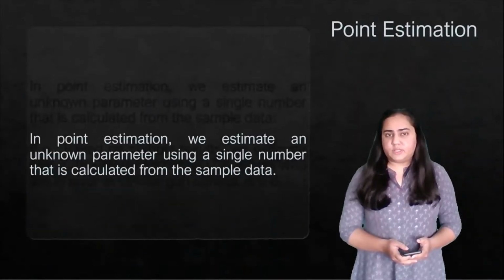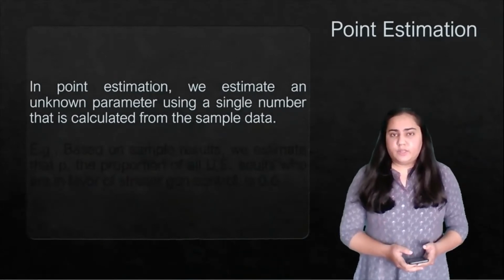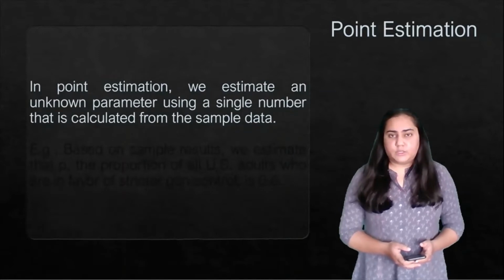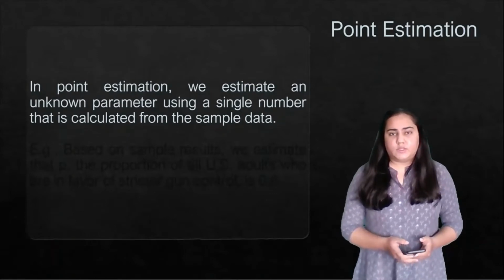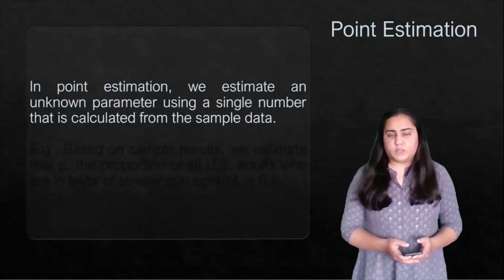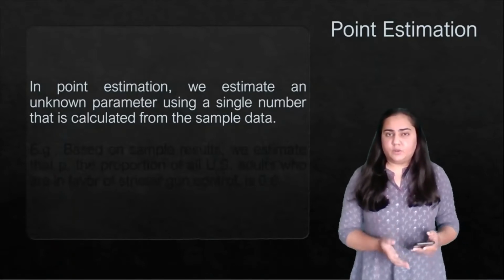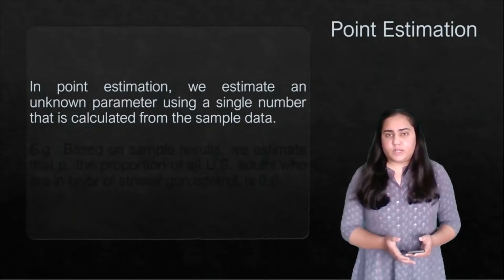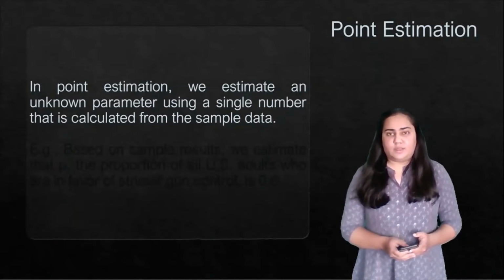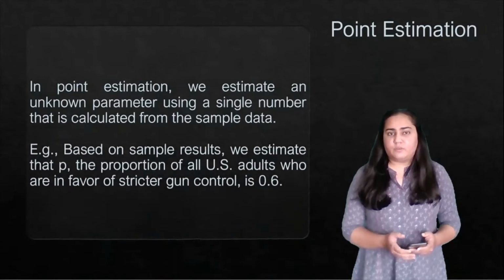So what is point estimation? In point estimation, we estimate an unknown parameter using a single number that is calculated from the sample data. This is just a sort of definition of point estimation: you have an unknown parameter which you will estimate based on a single number that you got from sample data, which we have already done so far.